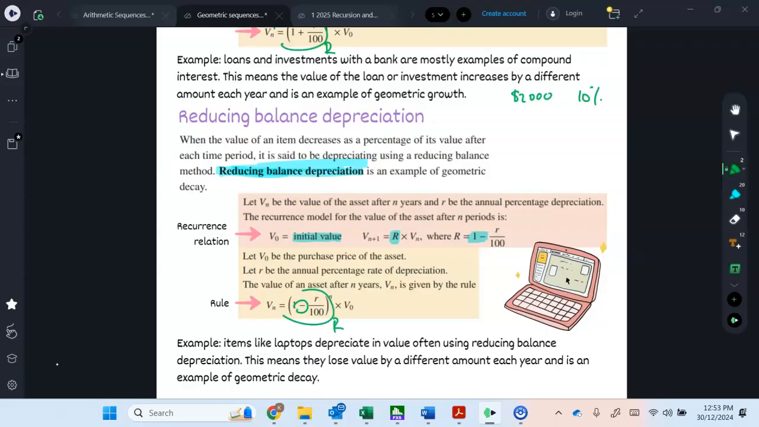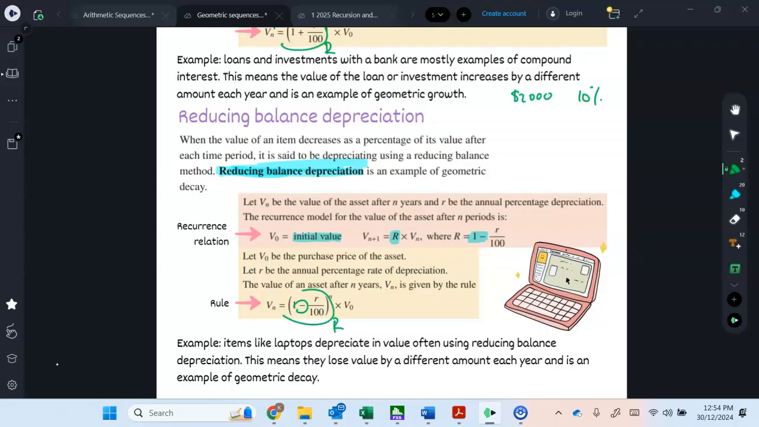So 10% of 2,000 is $200. It's not depreciating $200 each year, because that would be flat rate depreciation. Reducing balance depreciation is 10%, and that is going to change each year. My common ratio.